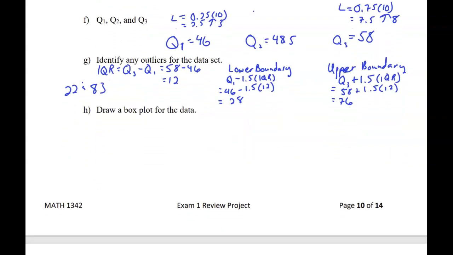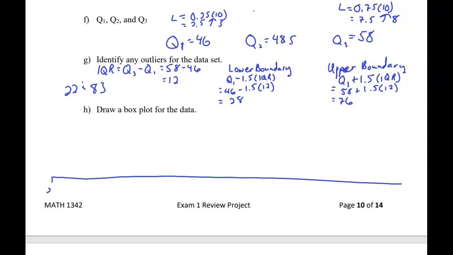And we denote those on this box plot. So I'm going to draw a number line. And I'm going to start with 20. And I'm going to go to 85. So I'm going to say 25. Here's 30, 35, 40, 45, 50, 55, 60, 65, 70, 75, 80, and 85. And I can put 90 on here. But I just have to go from my lowest value, which was 22, to my upper value, which is 83.